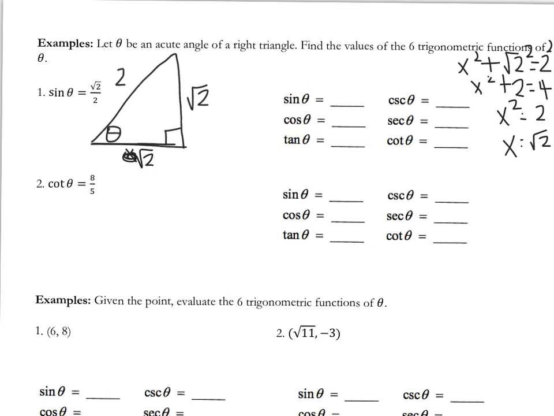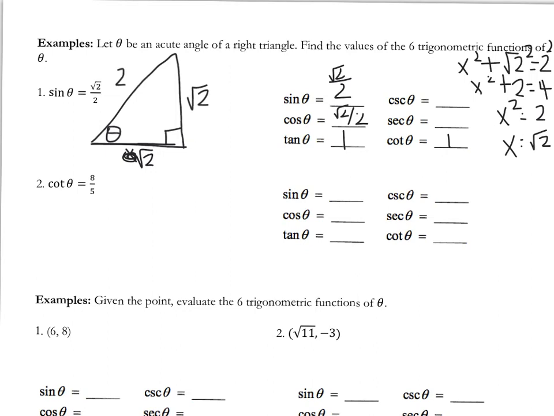So sine we already were given is the square root of 2 over 2. Cosine is the square root of 2 over 2, adjacent over hypotenuse. And tangent is the square root of 2 over the square root of 2, which is 1. So now let's do the reciprocals. The reciprocal of 1 is just 1.